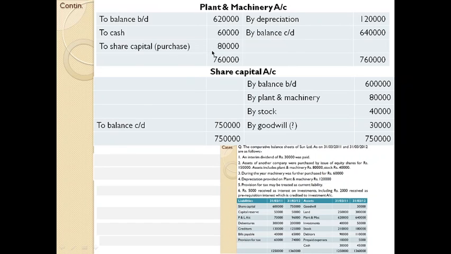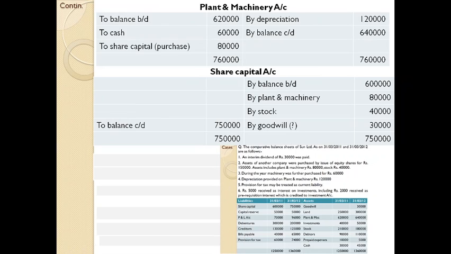If there was any difference in any of these two sides, if there is a difference in this side, it will be considered as to cash. If there is a difference in this side, it will be considered as by cash. To cash means there was a hidden purchase during the year, and by cash means there was a sale during the year. That is the concept. So you have prepared share capital account and plant and machinery account.